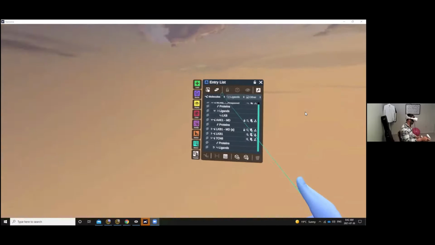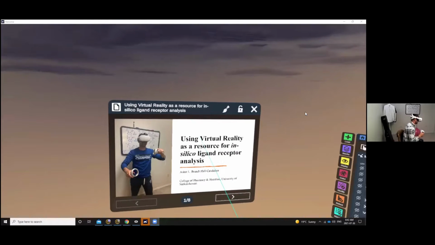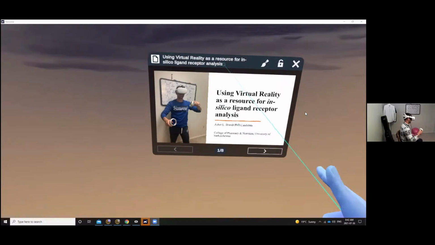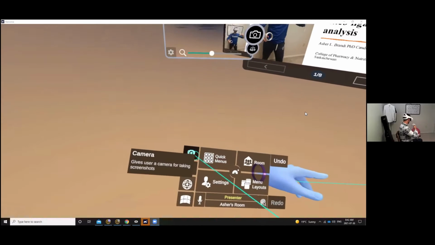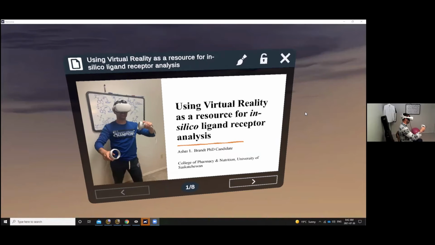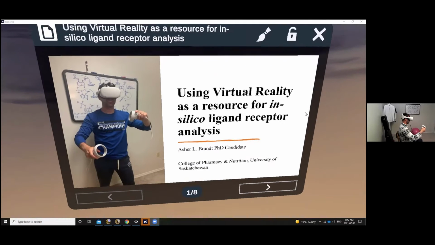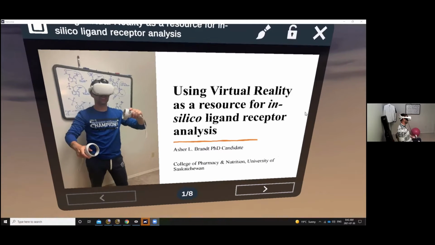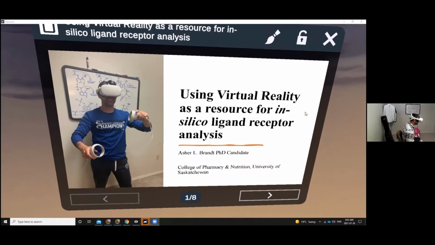So as you can see, I'm in a virtual room right now. My talk will be on exploring protein data bank resources, basically virtual reality as a resource for in-silico ligand receptor analysis. Because this is all in a virtual reality space, it should be pretty interactive.